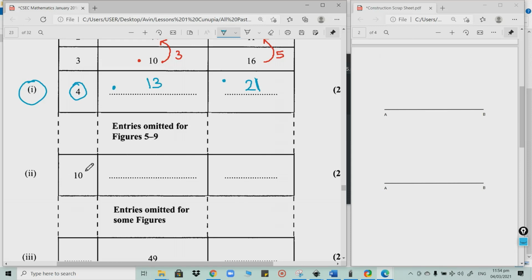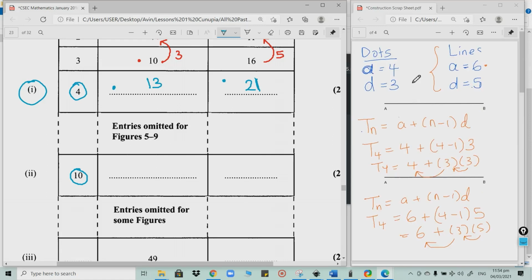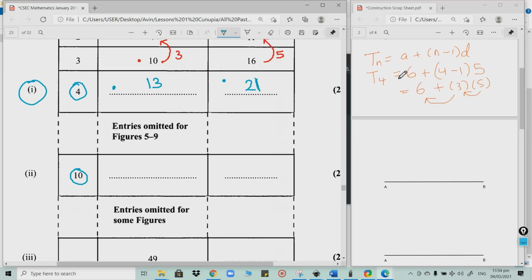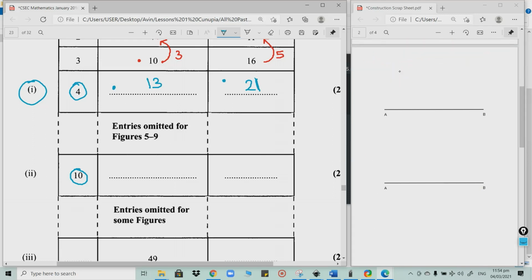And we're going to repeat this for the 10. So let's go ahead and do it, right? So I have the values quite up here. For the dots, A is 4 and D is 3. So let's just try to remember that. And they want us to find T10 over here. T10 is equal to A plus N minus 1 by D. A is 4 plus, well, N is 10. So 10 minus 1, and the common difference is 3. 4 plus 10 minus 1 is 9. And we have to multiply by 3. 9 multiplied by 3 is 27. 27 plus 4 is 31.